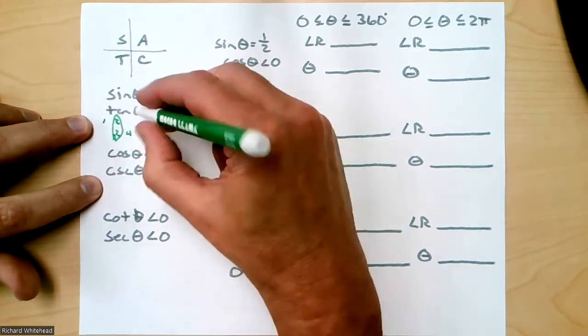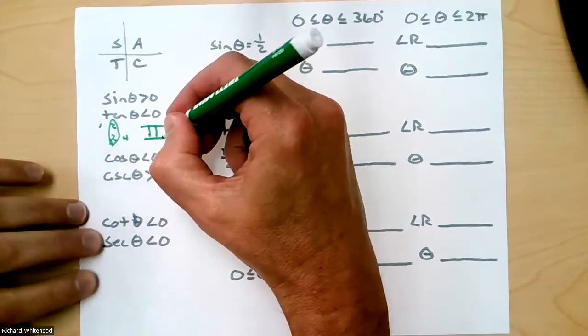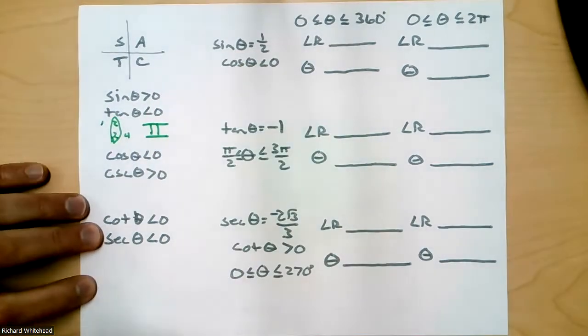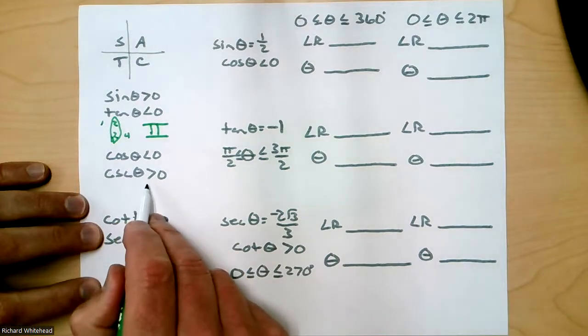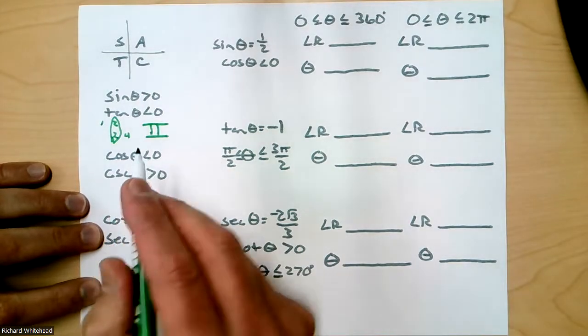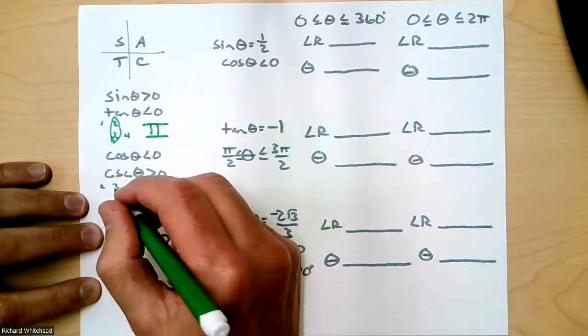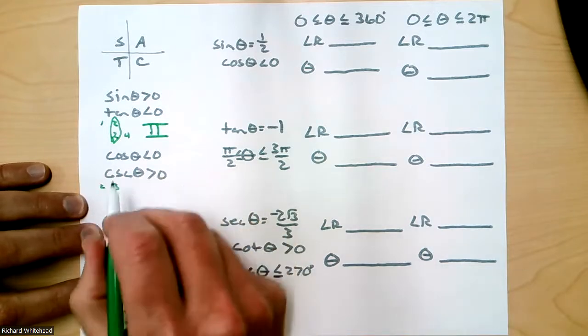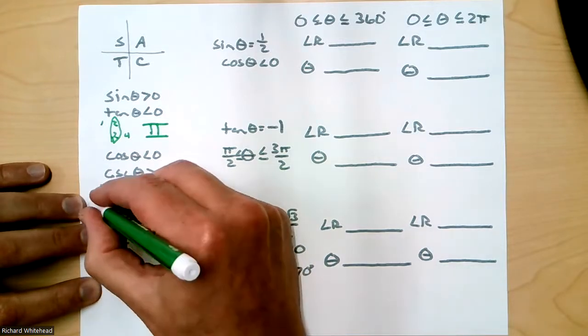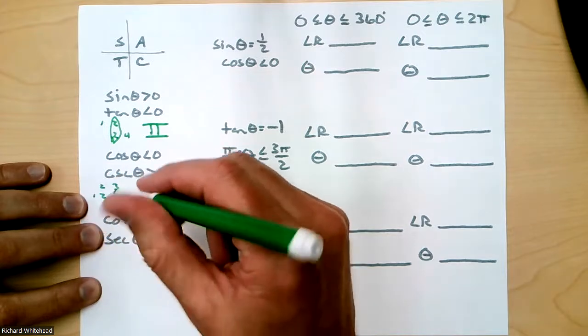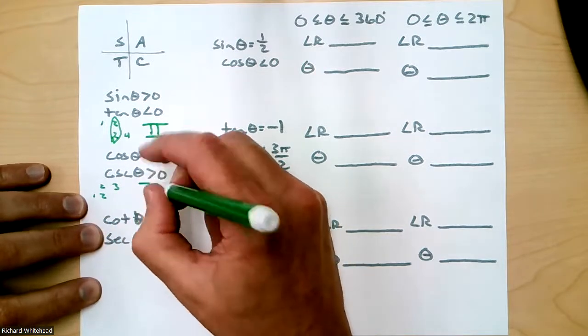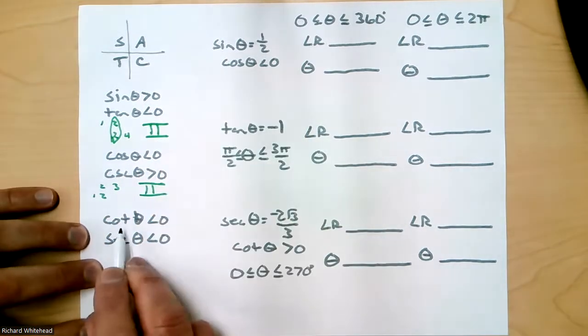So when do they overlap? Second quadrant. So that only happens in the second quadrant. Cosine's less than zero, cosecant's greater than zero. Let me see, cosine's less than zero in the second and third. Cosecant's greater than zero in the first and second. So it looks like the second quadrant is the overlap here also.